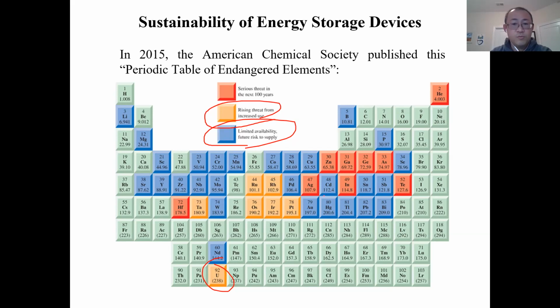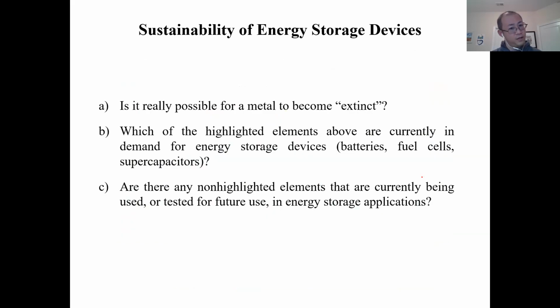And the red ones, of course, are the ones in serious threat in the next 100 years, including, you can see, some of these metals that are actually used a lot in batteries: silver, zinc, gallium, gadolinium, arsenic, and also hydrogen and tellurium. So this is some info from the American Chemical Society showing you what elements will have limited availability now and also in the near future.